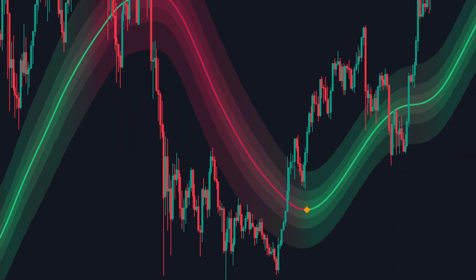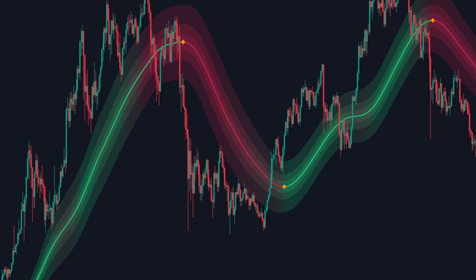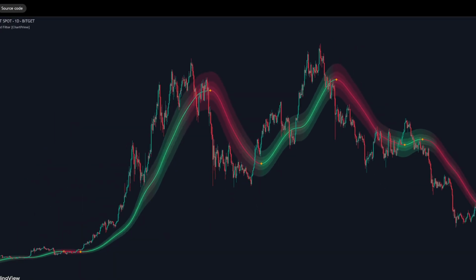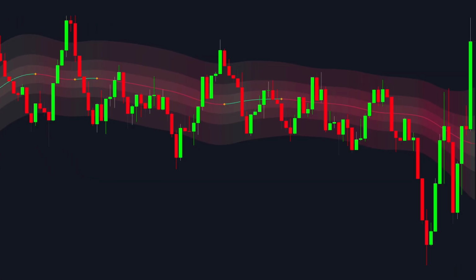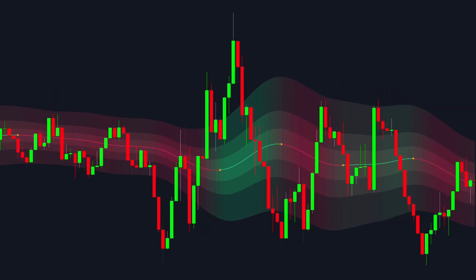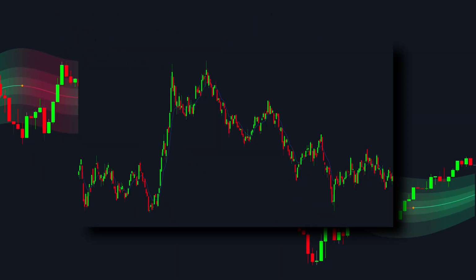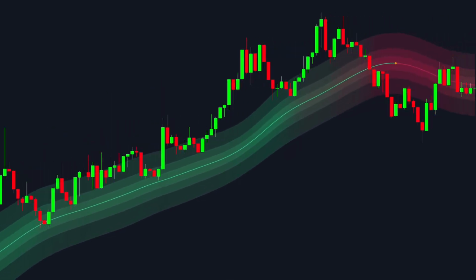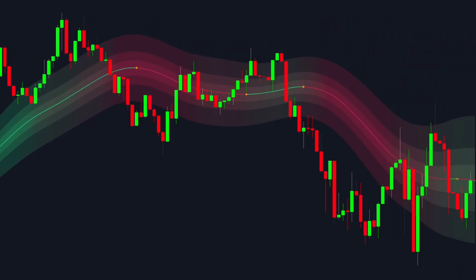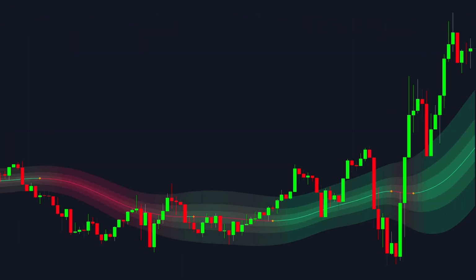Alright, let's get straight to it. This is the indicator that reveals trend reversals before they happen. It's called the gradient trend filter by Chart Prime. And I'm gonna break it down so you can start using it on your own trading today. At first, it might look like just another trend indicator, but it's far more advanced than a simple moving average or oscillator. This tool gives you a real-time picture of momentum shifts, which means no more guessing whether a trend is about to reverse or keep going.